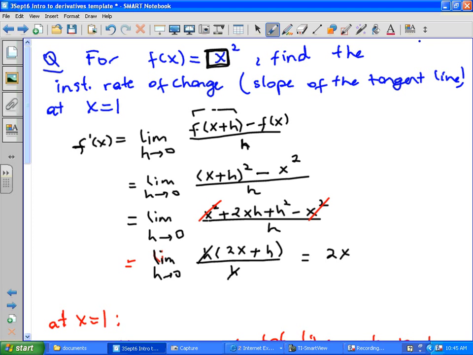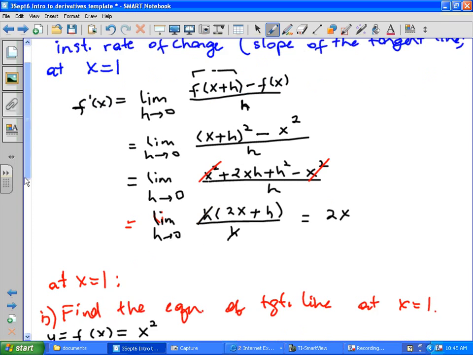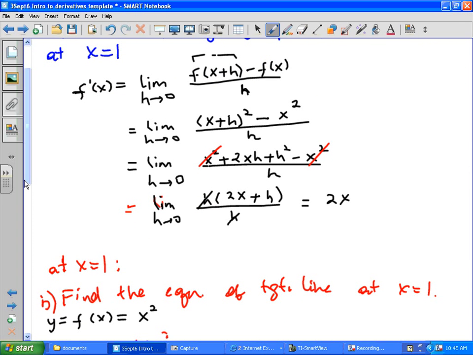At the last step, we plug in 0 for h because we're taking a limit as h goes to 0. So now plug in a 0. We got rid of it that way. So we end up with 2x. So this is the derivative at any given moment. If you want to know the derivative at 1, what should you do? Plug in 1 into the derivative. So find f prime of 1. In other words, 2 times 1 or 2. So this will be the slope of the tangent line at the point x equals 1.